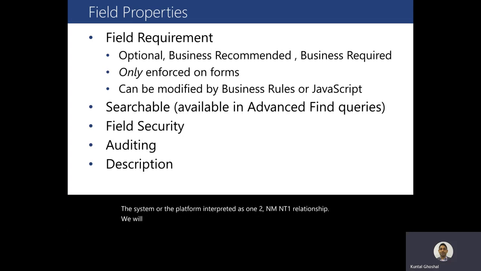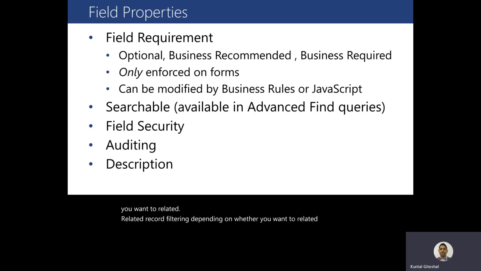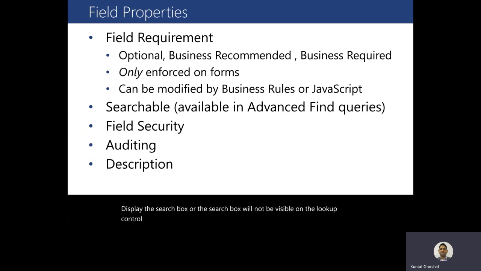We will talk more about lookups in the coming slides, but here are a couple of additional properties to know for lookups. When you are configuring a lookup field, you can choose whether you want related record filtering on that lookup or not. You can turn this on and off from a customization perspective. You can also choose whether to display the search box on the lookup control in the field.